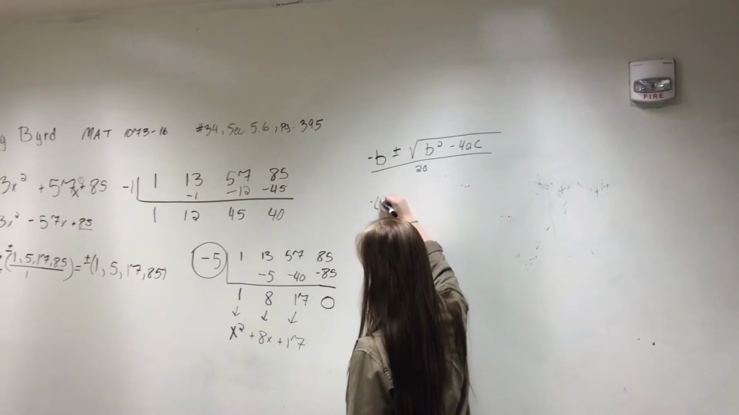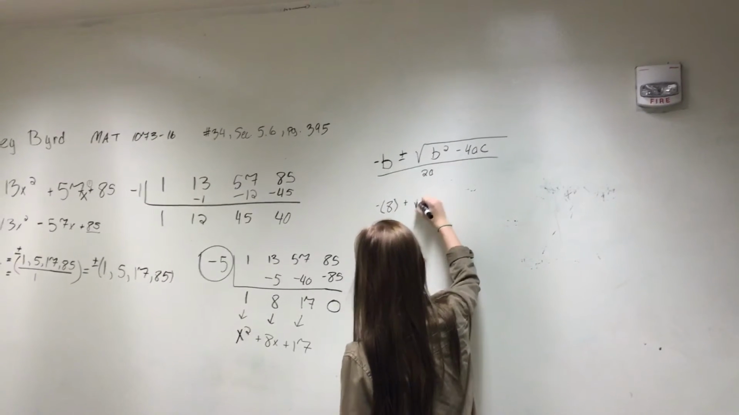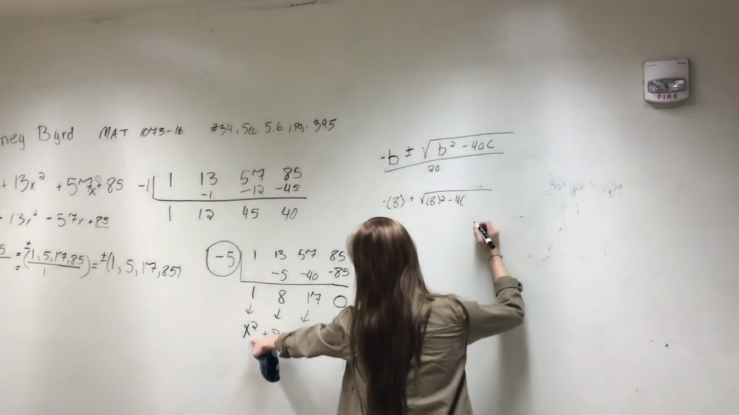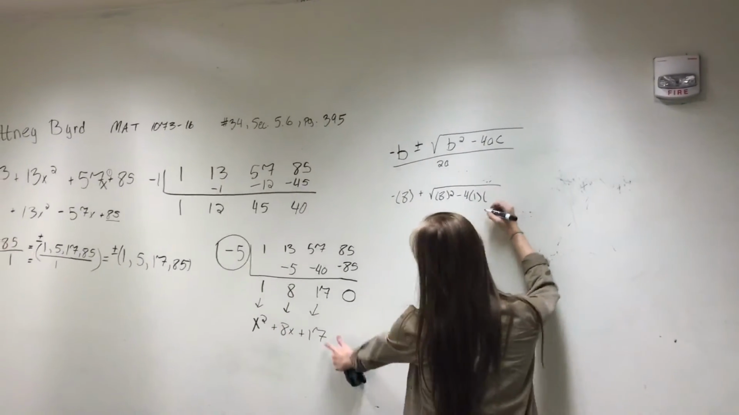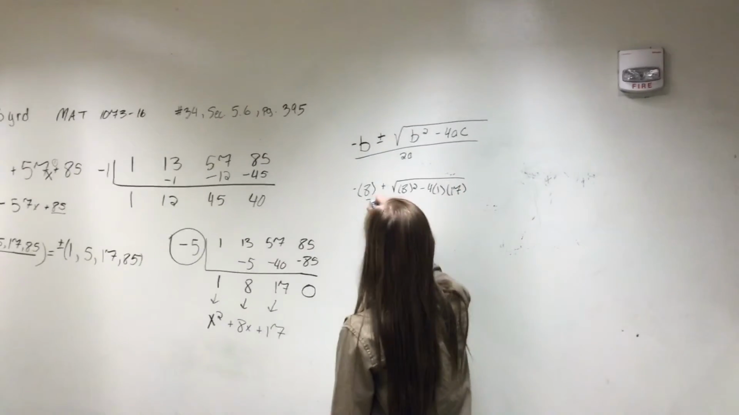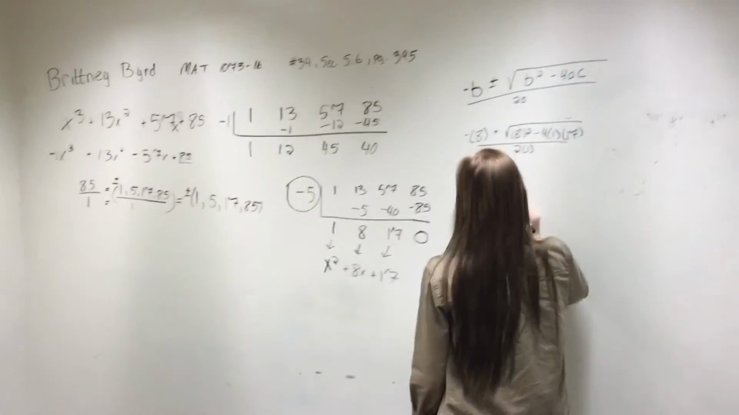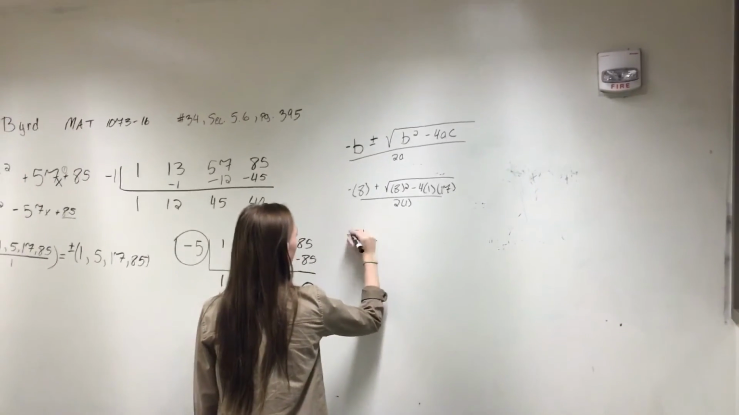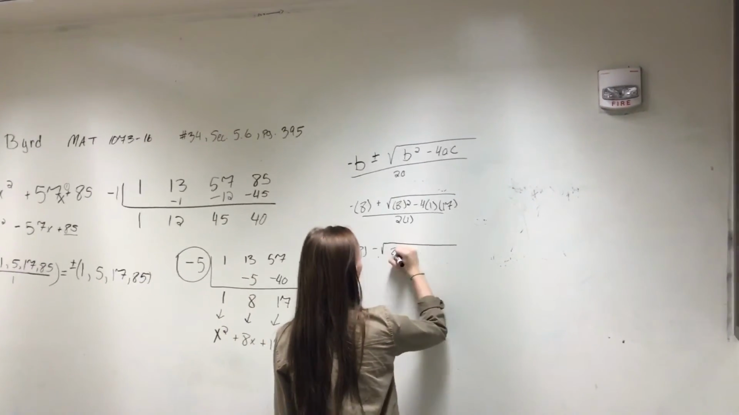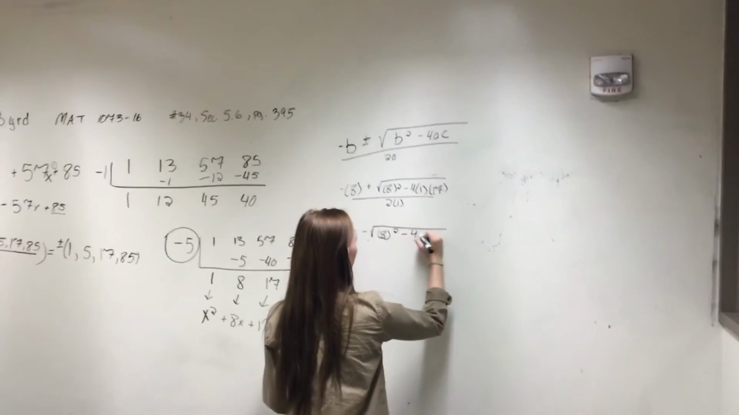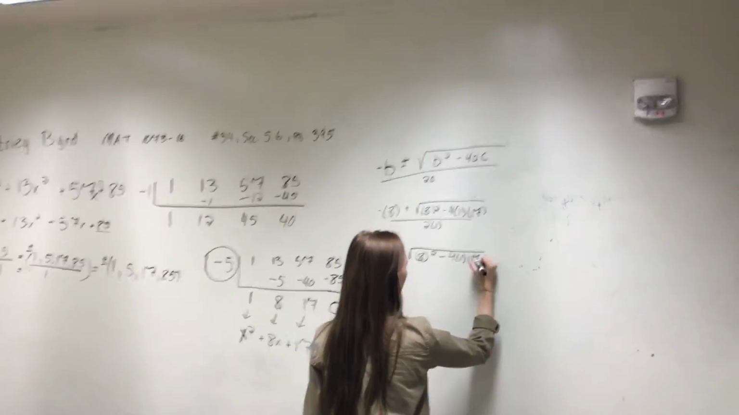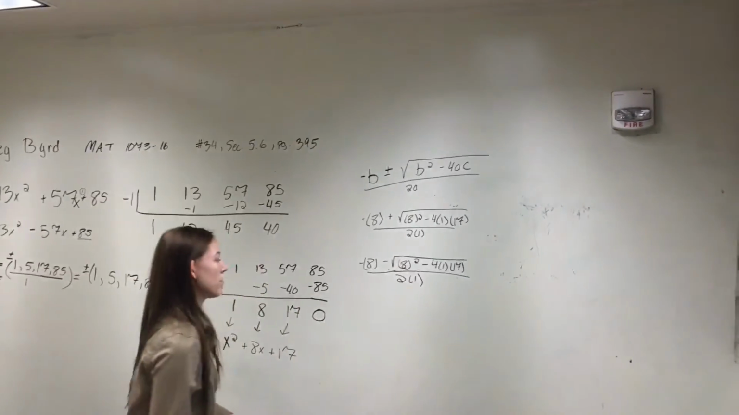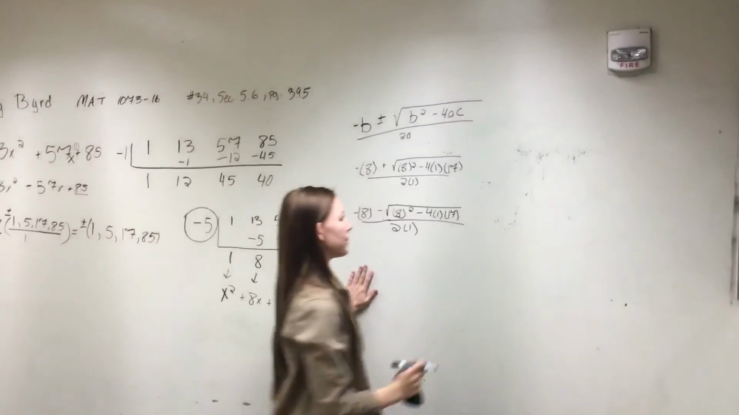So b in this equation is 8. So negative 8 plus the square root of 8 squared minus 4 times a, which is 1, times c, which is 17, all over 2 times 1. And then you also have a minus, because it's plus and minus. So you have negative 8 minus the square root of 8 squared minus 4 times 1 times 17, all divided by 2 times 1.